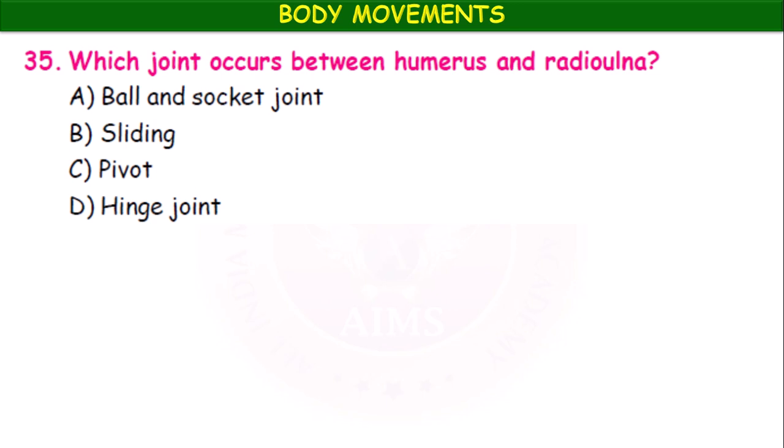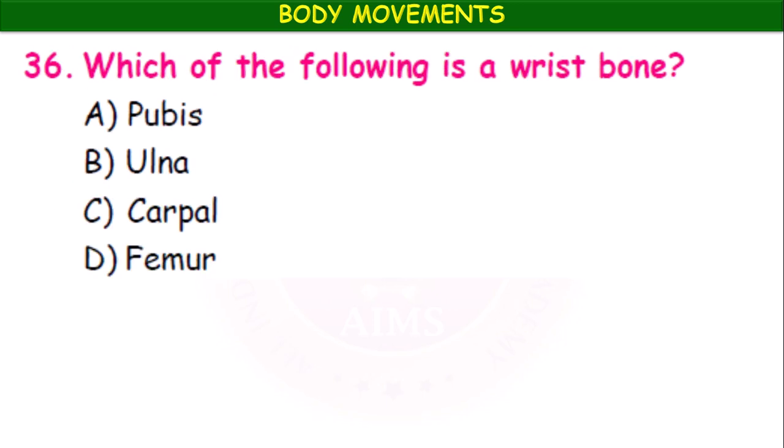Which joint occurs between the humerus and radioulna? Ball and socket joint, sliding joint, pivot joint, hinge joint. Which one, children? Hinge joint. So, which of the following is the wrist bone? Pubis, ulna, carpal, femur. It is the carpal.